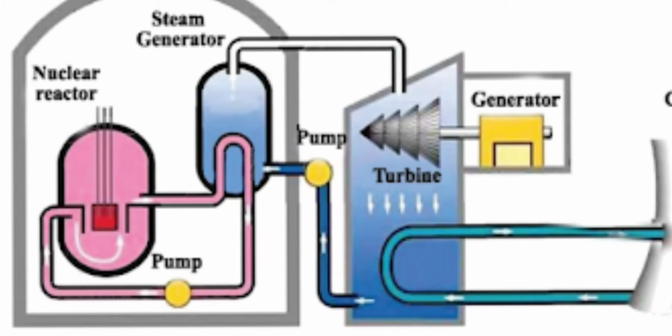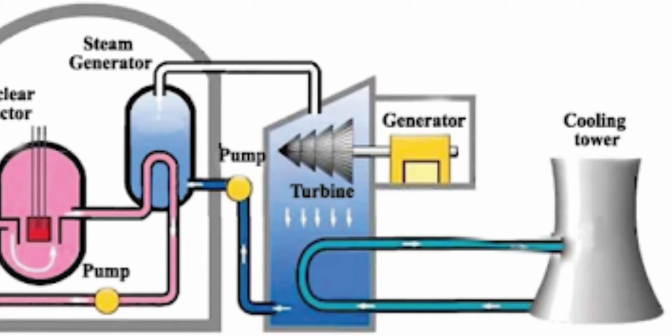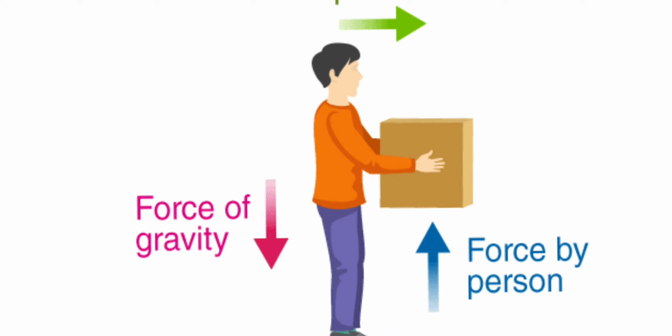So let's talk about energy. What is energy? Energy is the ability to do work, that is the capacity of doing work. Now I'm going to talk about mechanical energy. Mechanical energy is a kind of energy that an object has due to its position, shape and motion. So there are two forms of mechanical energy.